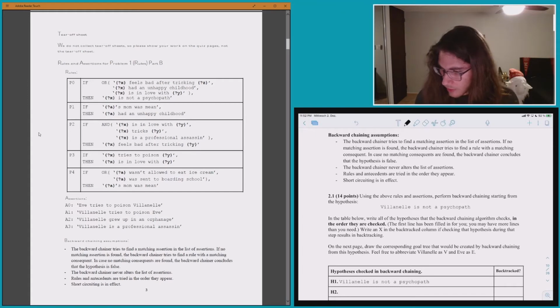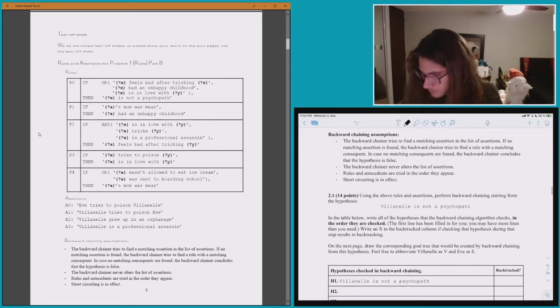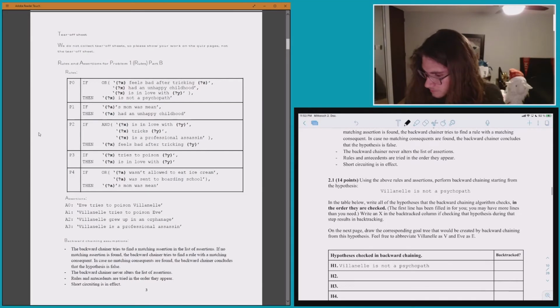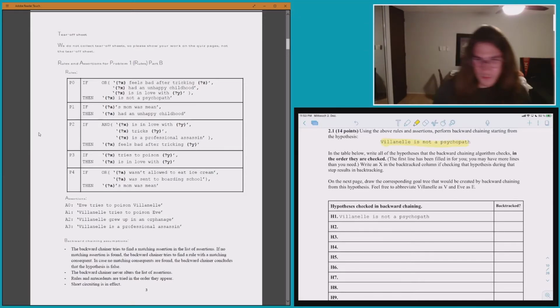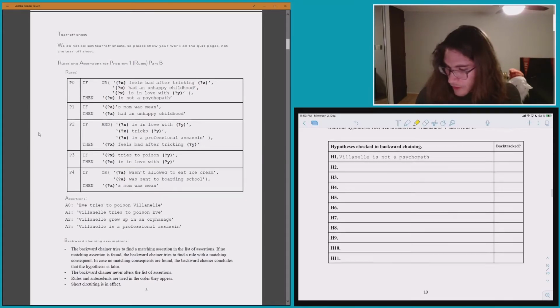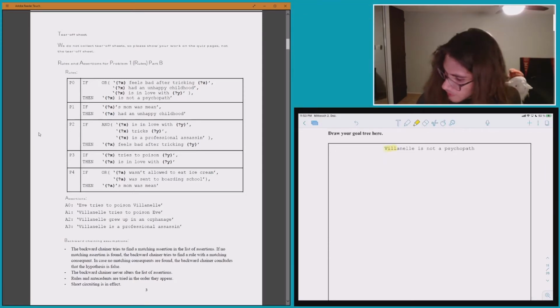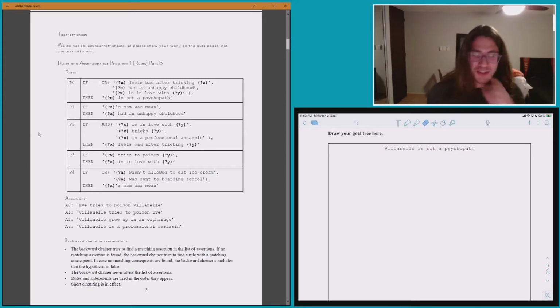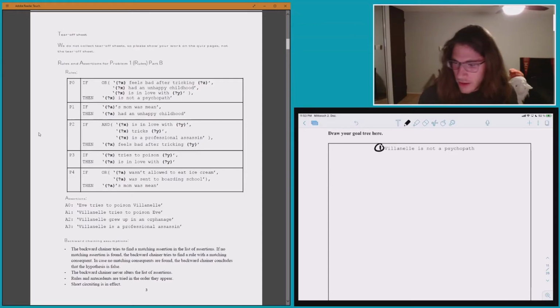So we have another base set of assumptions. Again, feel free to read at your leisure. And we want to prove the hypothesis Villanelle is not a psychopath, which is a very positive theme for tonight, but it is what it is. Fair, I have nothing against the question, I just wanted to make the comment. Oh, sorry, I accidentally bumped the mic.